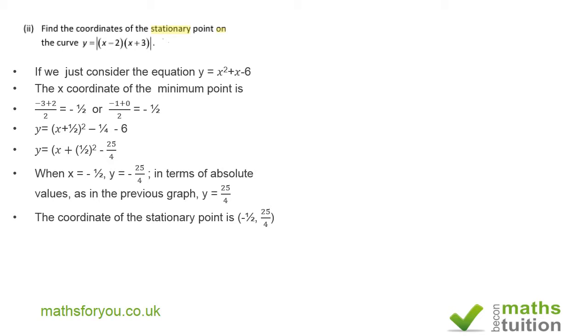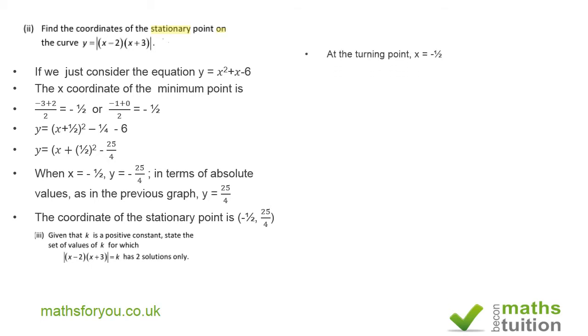Now for question 3, which has only 1 mark, we're supposed to state the set of values of k for which the absolute value of (x minus 2)(x plus 3) is equal to k and has 2 solutions only. When x is minus 1/2 at the turning point, we know the y value is the absolute value of minus 25/4, which is 25/4. In the original graph, k is going to be greater than minus 25/4, except that this time around we're going to say greater than 25/4.